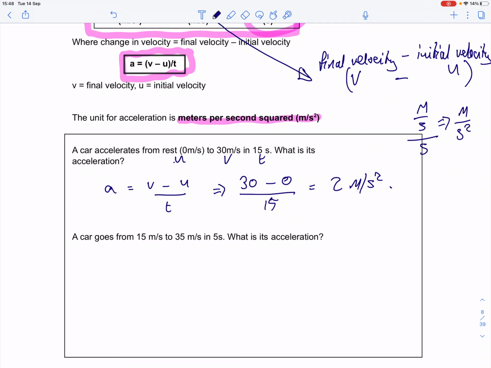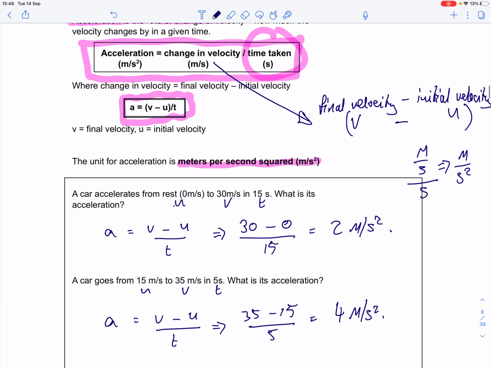Here's another one, virtually identical, except this one has a non-zero initial velocity. A car goes from 15 to 35 meters per second in 5 seconds. So this one's going to be u, this one's going to be v, and this one's going to be t. Again, same procedure, a is equal to v minus u over t, and in this case we get 35 minus 15 over 5. 35 minus 15 is 20, so 20 over 5 is 4. So the acceleration of that particular car is 4 meters per second squared.